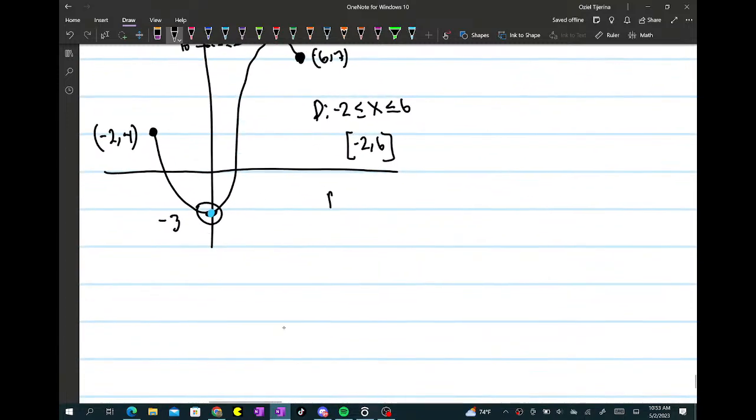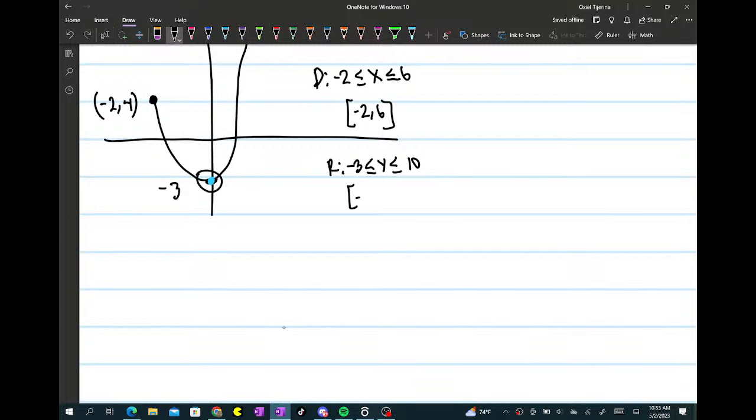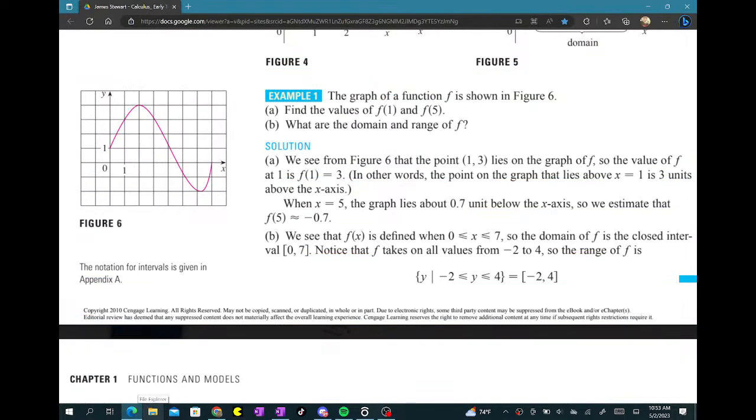So the range really is going to be -3 less than or equal to y less than or equal to 10. So in interval notation, it'd be from -3 to 10. These are just some very basic examples that I'm giving you guys. That is what it's saying here.